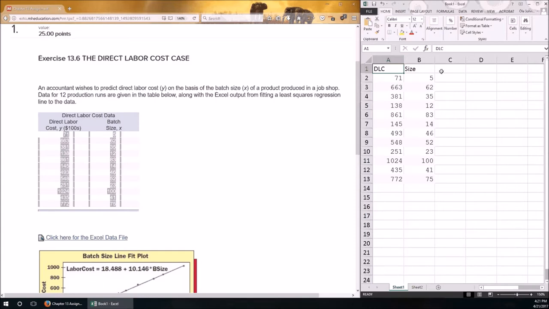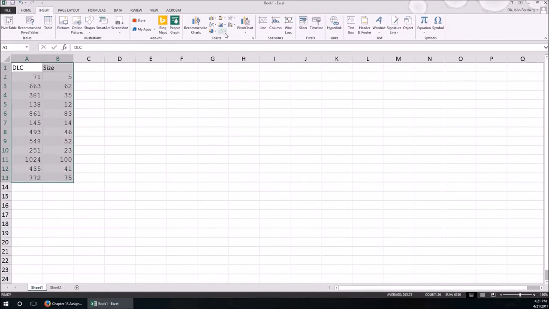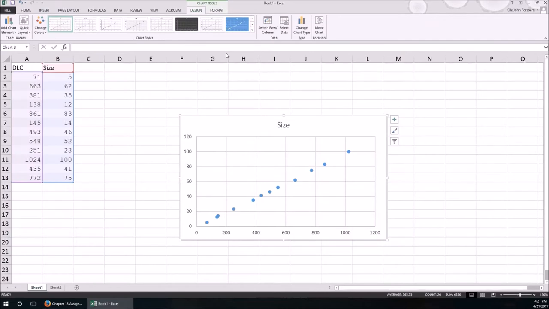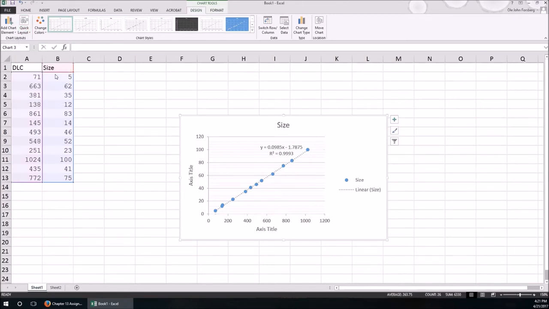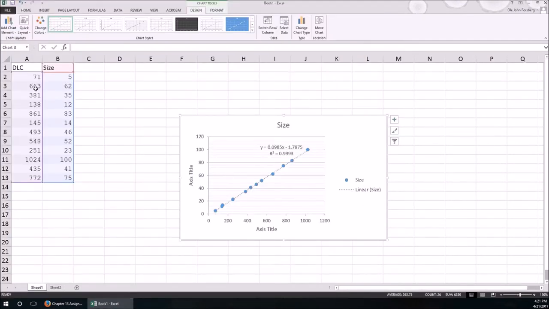Let's maximize this, highlight the data. Insert chart, dots. I don't have much of anything there, so I'm going to choose one of these. That's a nice one. This is the DLC along the x-axis, but we're told that DLC is the Y. Okay, so we need to fix this. This is being read as the X. First column is the X, second column is the Y.